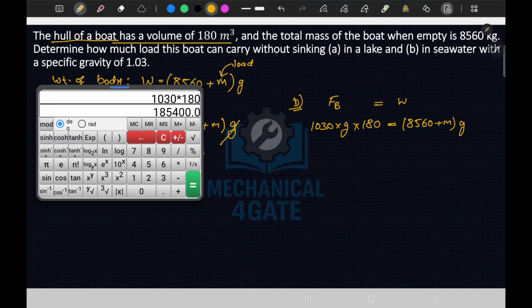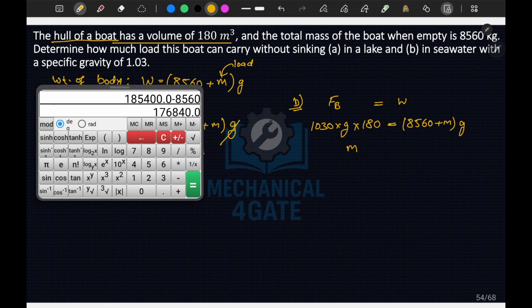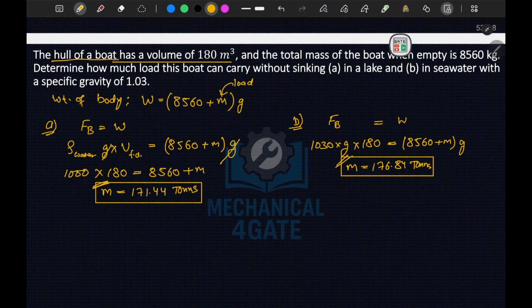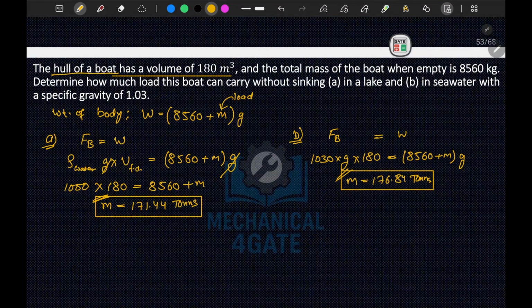So from here we have obtained 180 minus 8560, m is equal to 176.8 tons. So this is for lake water, this is for sea water. I hope you get this solution. Now we will move to our next question.